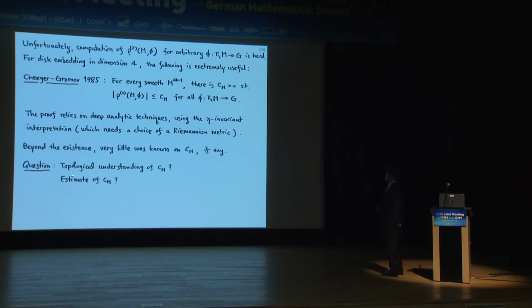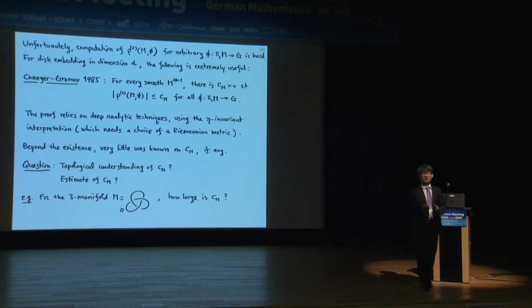So the question asked by several people was to get some better topological understanding of this constant, and in particular, any explicit estimate. For example, this is a 3-manifold obtained by so-called Dehn surgery. This is one very simple case of a 3-manifold, but for this, due to Cheeger-Gromov, we do know that there is a constant C_M with this property, but how large is it? We have no idea. 10, 100, million, billion. We have no idea about the size of this constant beyond its existence.